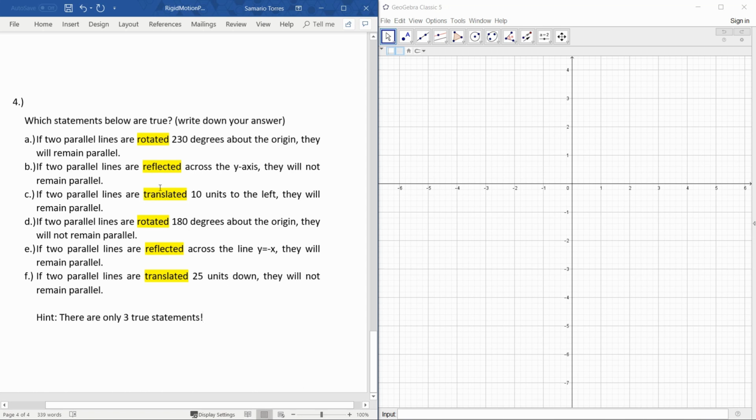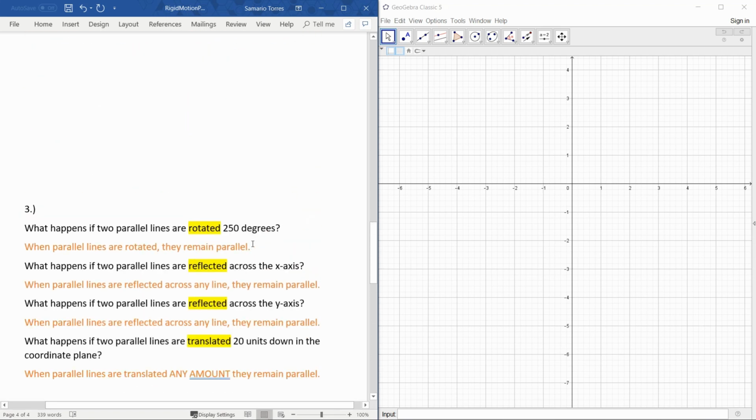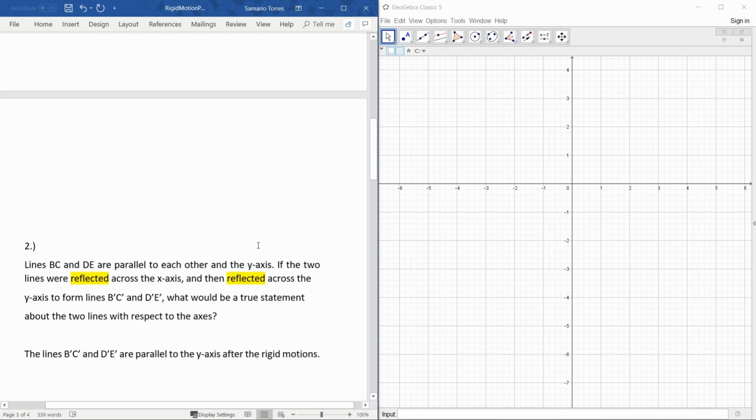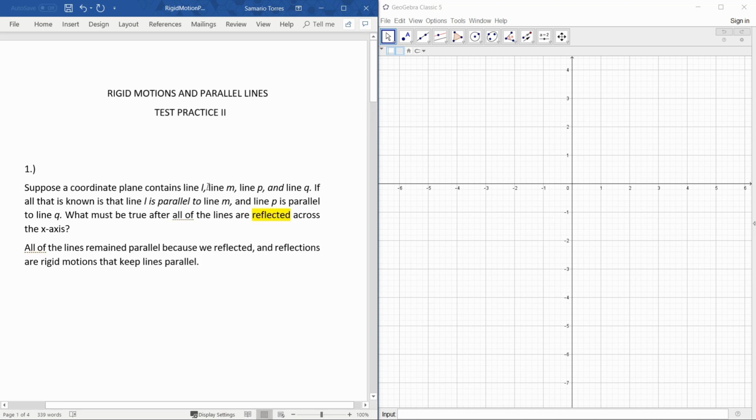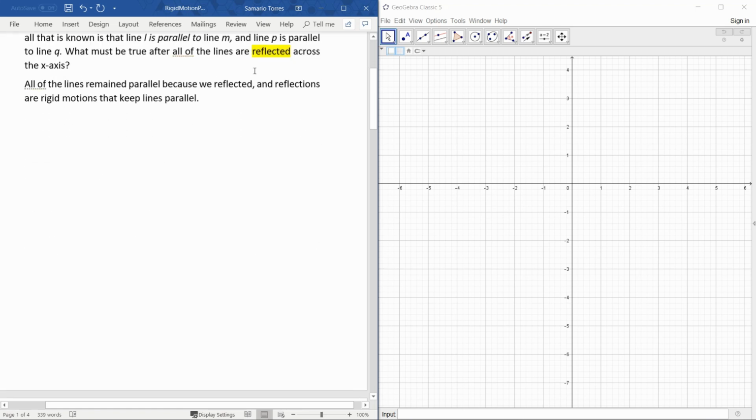All right, guys, that's going to do it for this little practice on parallel lines. Same thing that we did with shapes, we're just doing with parallel lines. What's most important is that you recognize reflected, the rigid motions. Just that stuff.